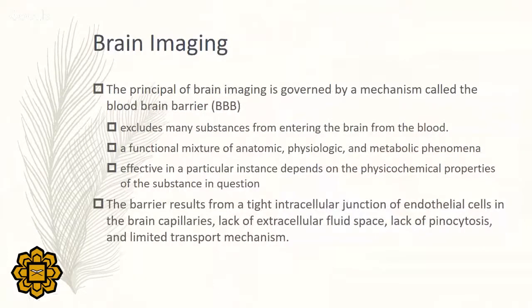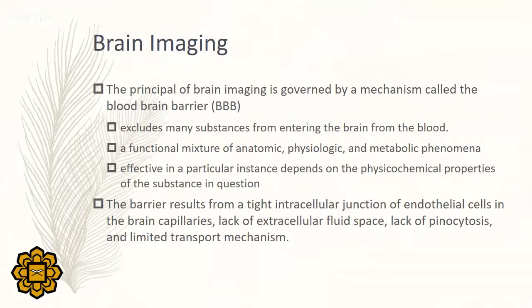Now we're going to look at brain imaging. The principle of brain imaging is governed by a mechanism called the blood-brain barrier, or BBB, which excludes many substances from entering the brain from the blood. The function of this BBB is a mixture of anatomic and physiological phenomena of the brain itself. The BBB is effective in particular instances, depending on the physical and chemical properties of the substance in question.